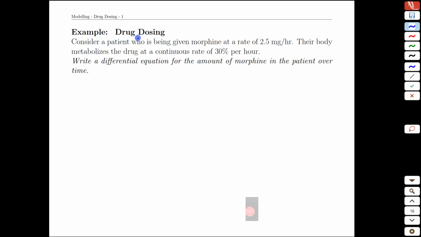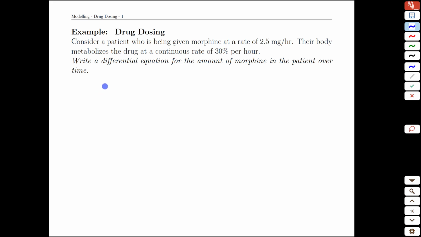In this video, we're going to look at the effect or the model of dosing a patient with a drug. We're going to consider a patient that's being given morphine at a certain rate, and their body is also metabolizing that drug at the same time at a rate of 30% per hour.